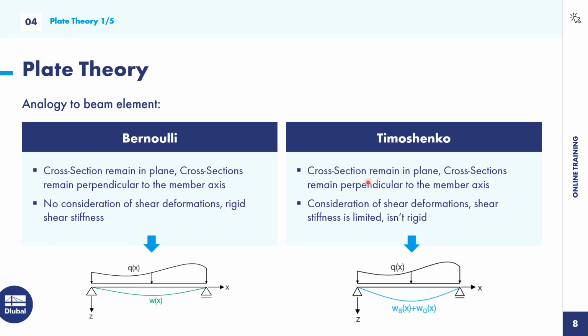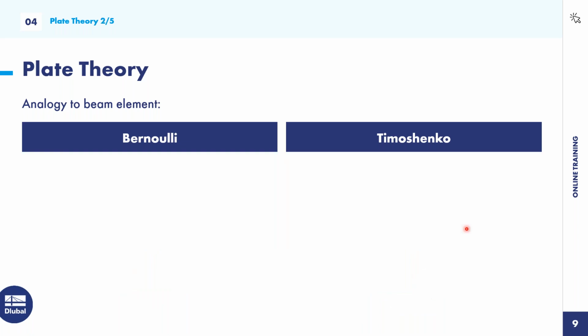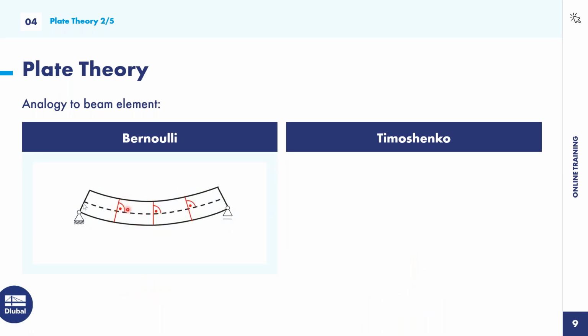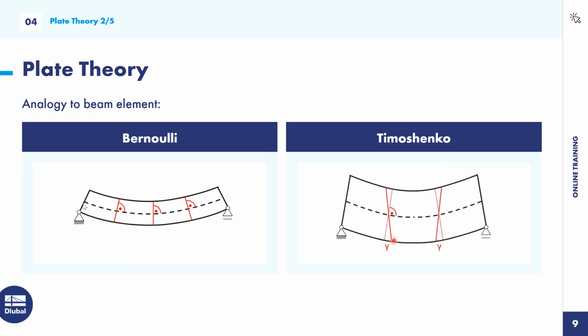The first condition is the same. Also here the cross-section remains in plane, and also the cross-section remains perpendicular to the member axis. But what we consider here are shear deformations. So the shear stiffness is limited and not rigid anymore. Here it remains perpendicular to that axis, and here we get an additional angle. So it won't be perpendicular anymore to the member axis. So additional deformation in this Timoshenko theory.